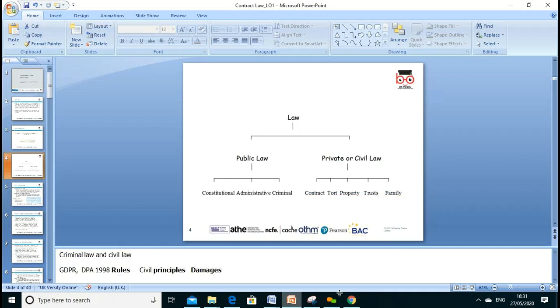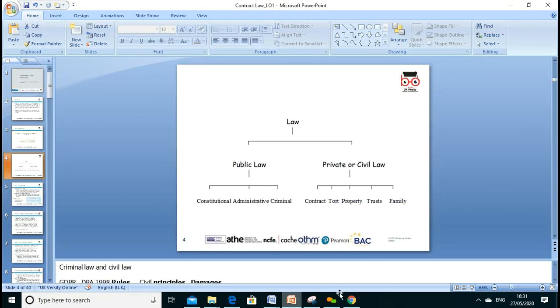So under civil law comes contract law. We are doing just contract law, yes. Then we have tort, property, trust, and family law. Family matters are also civil matters. And under public law come constitutional and administrative law, and the criminal matters. All of that comes under public law. Okay, any questions there? Anyone?